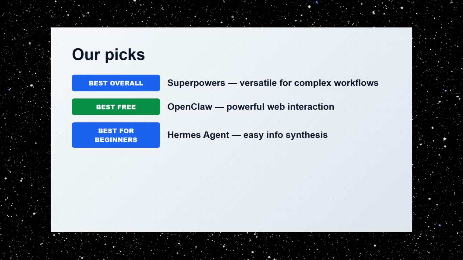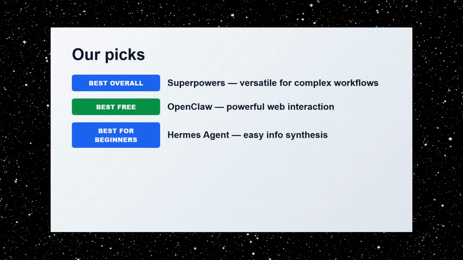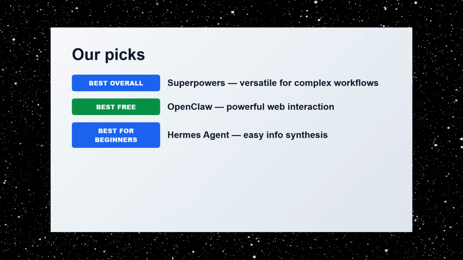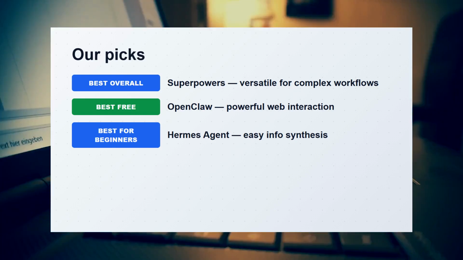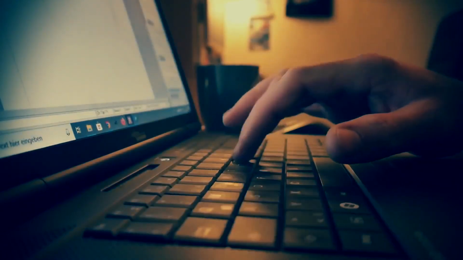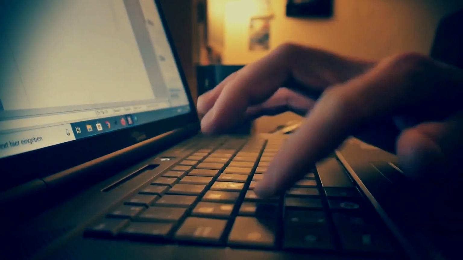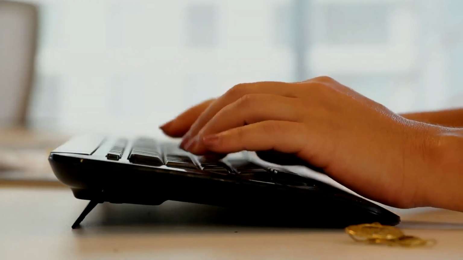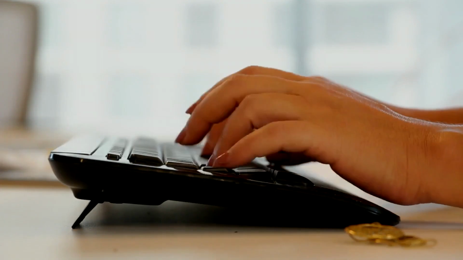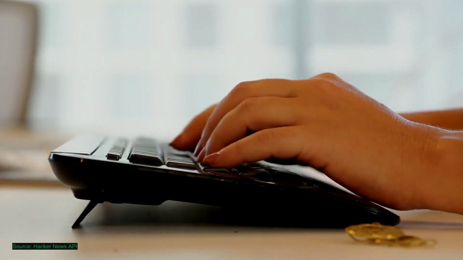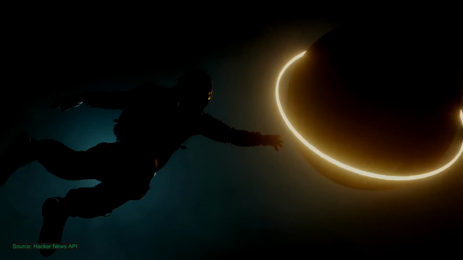OpenClaw is best for direct web interaction and scraping. Superpowers provides the flexibility to build complex, multi-step workflows, and Hermes Agent excels at turning raw information into clear, concise reports. This automated approach means you can dedicate more time to execution and monetization, rather than getting bogged down in manual research. It's about working smarter, not harder, and leveraging the power of AI to grow your side hustles.